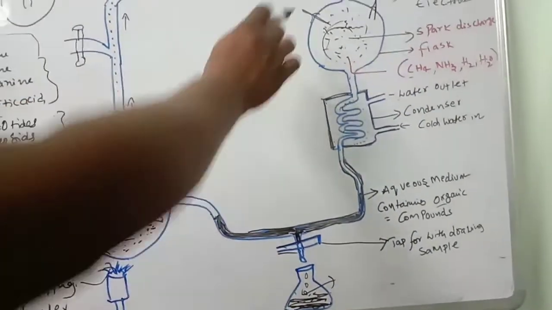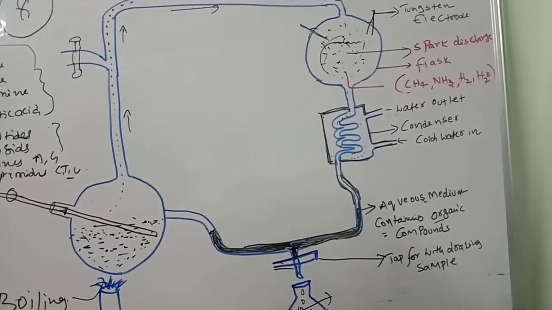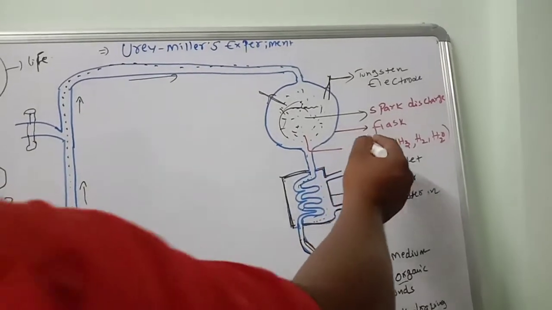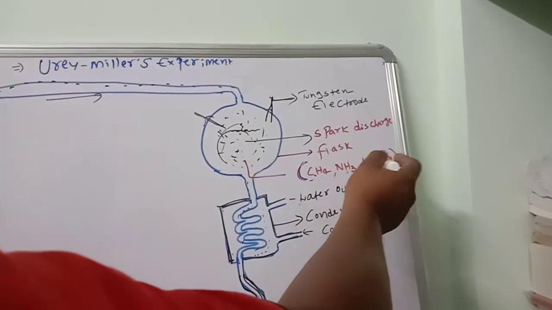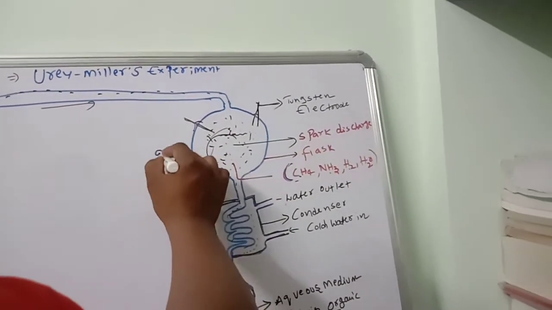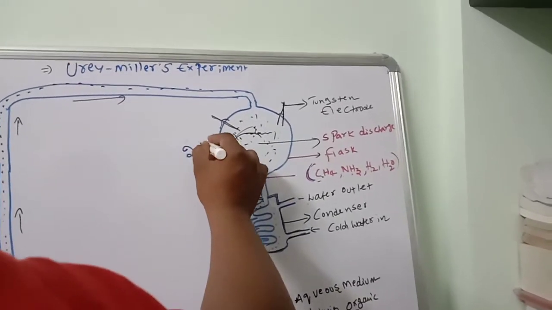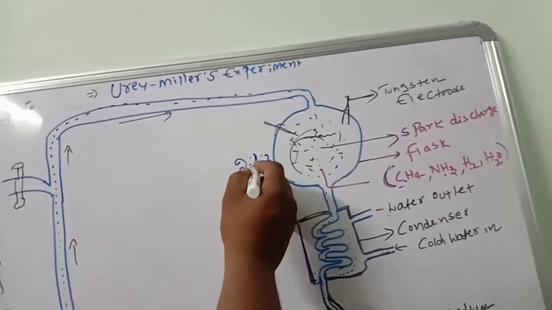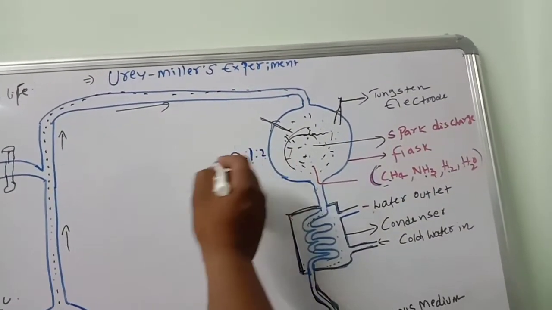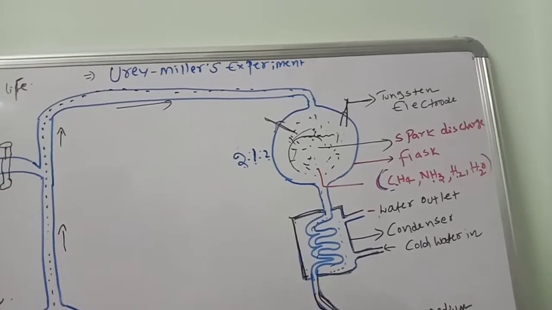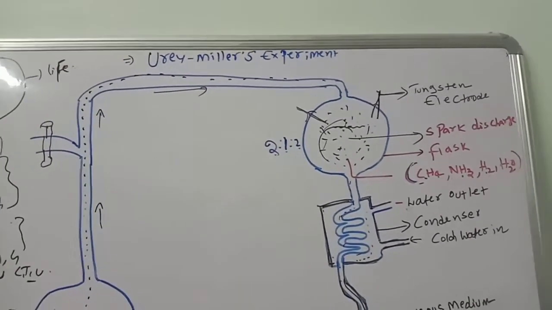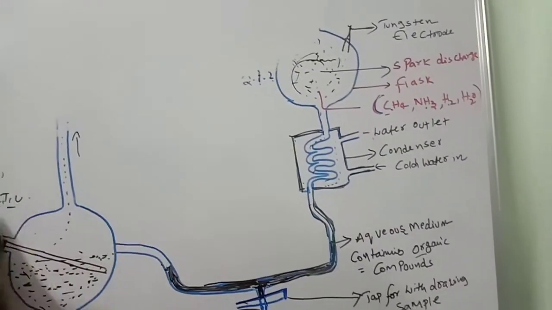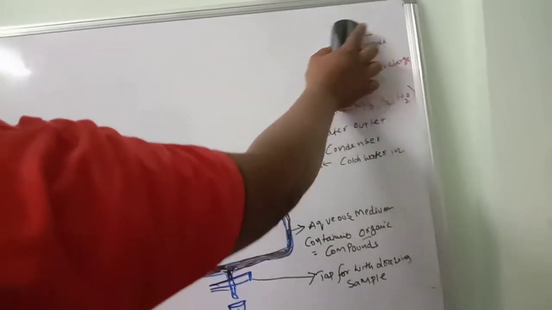This is a small beaker, large beaker. These are all the things you should remember. What gases? Here, the gases: carbon, ammonia, hydrogen. Okay, 2 is to 1 is to 2 ratio. Remember, carbon, okay, ammonia, hydrogen, methane. So 2 is to 1 is to 2 ratio. Urey and Miller took the gases in that experiment. Okay, children. So this is about Urey and Miller experiment.